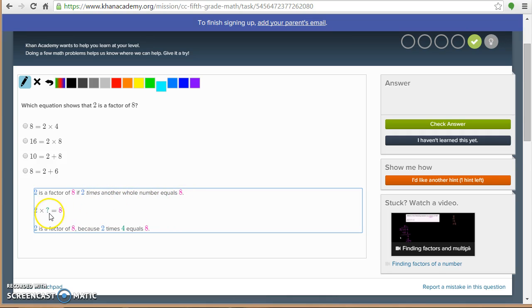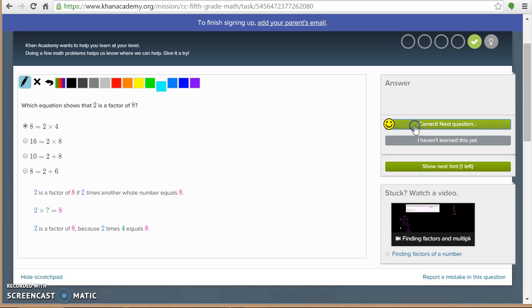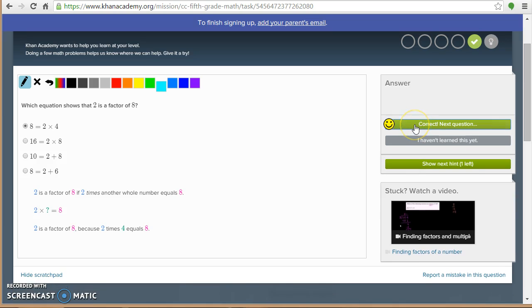So 2 times what would be 8? 2 is a factor of 8 because 2 times 4 equals 8. So we say, okay, maybe we're going to go back up here then, because that's very close to the same equation, and we're correct. So again, correct.